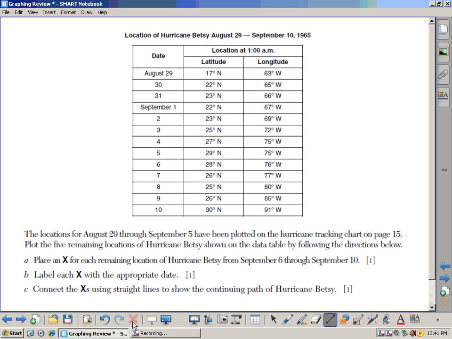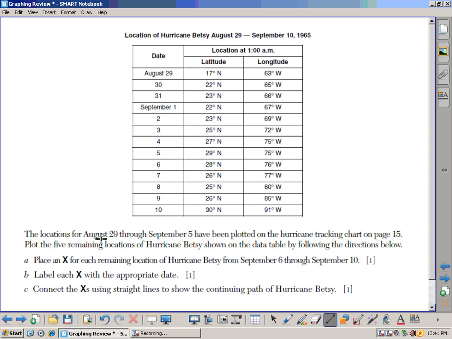Let's move on to this experiment. We've got a chart here titled The Location of Hurricane Betsy, August 29th through September 10th, 1965. We've got a column for the date, a column for the latitude, and a column for the longitude. And the latitude and longitude are going to give us the location at 1 o'clock a.m. on each of these days.